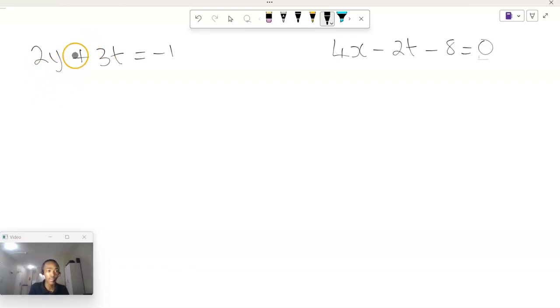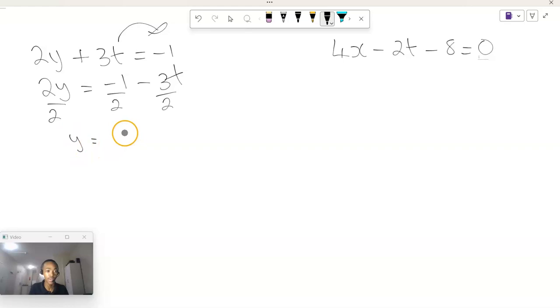So you have 2y plus 3t is equal to negative 1. What you're going to do is transpose the 3t to the right. So you have 2y is equal to negative 1. If I transpose a positive to the right, it will be a negative, so you have negative 3t. Then you divide by 2. Hence we have y is equal to negative 3 over 2 t minus a half.